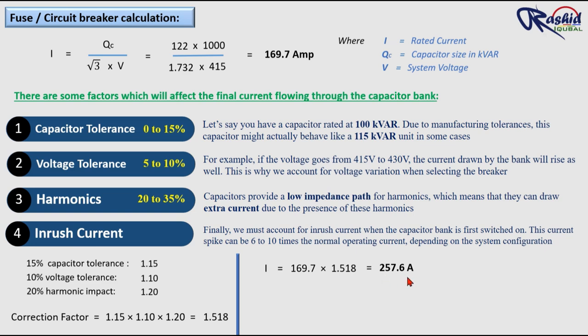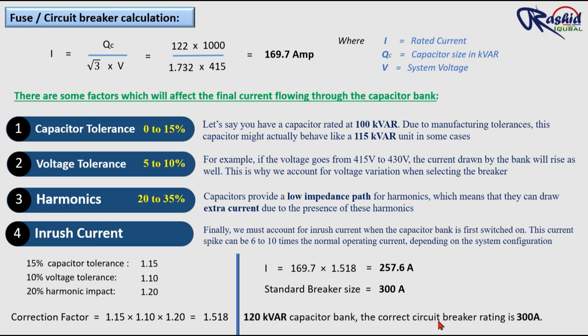Since circuit breakers come in standard sizes, we round up to the next available size. In this case, the nearest standard circuit breaker size is 300 ampere. So for a 122 kVAR capacitor bank, the correct circuit breaker rating is 300 ampere. Well, this is the easy method to calculate the proper size of a capacitor bank and its circuit breaker.